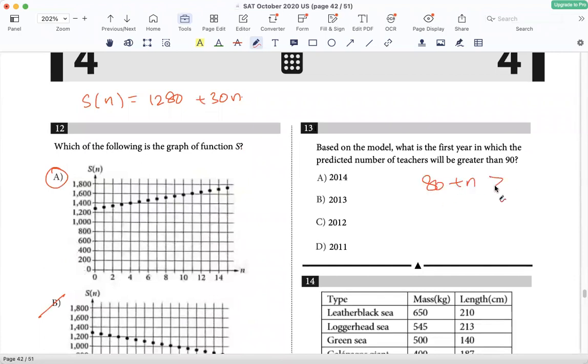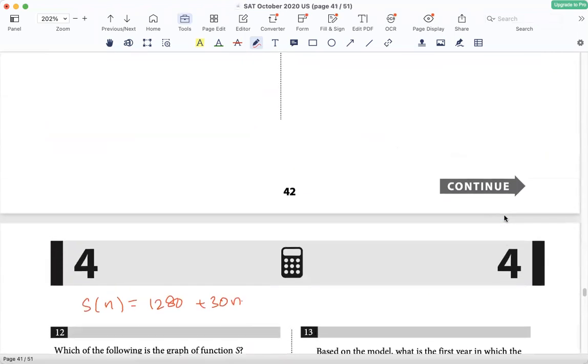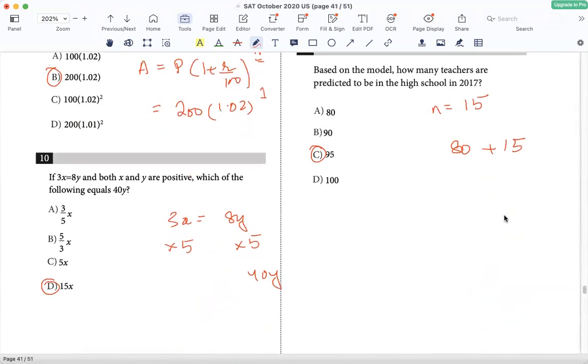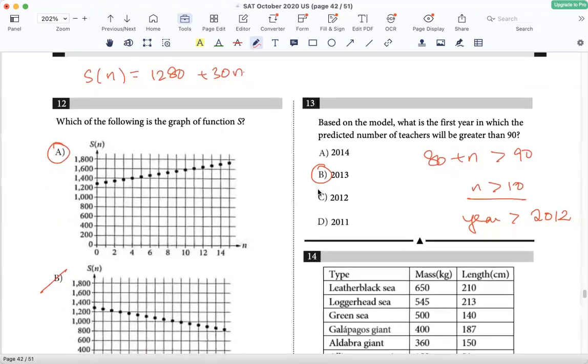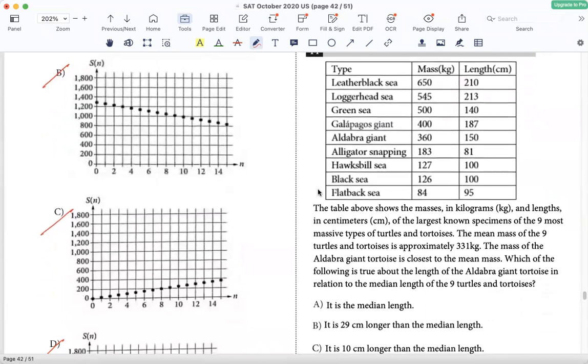80 plus n should be greater than 90, so n should be greater than 10. Now it starts in 2002, so the year should be greater than 2012. So 2013, because 2002 plus 10 is 2012. So greater than that, 2013.